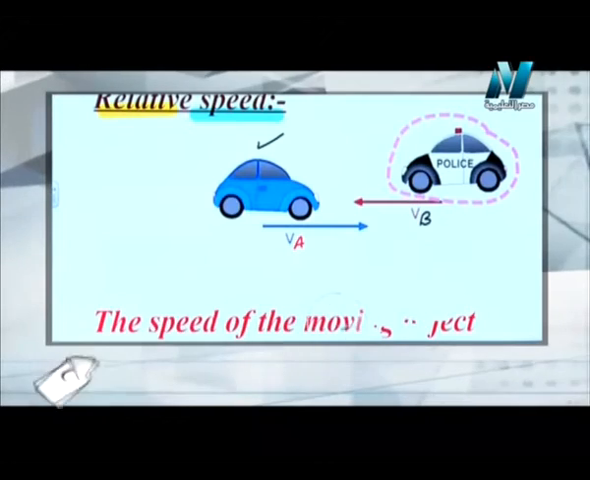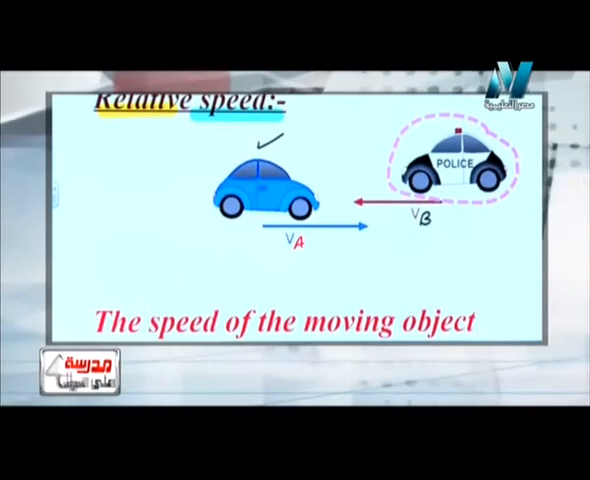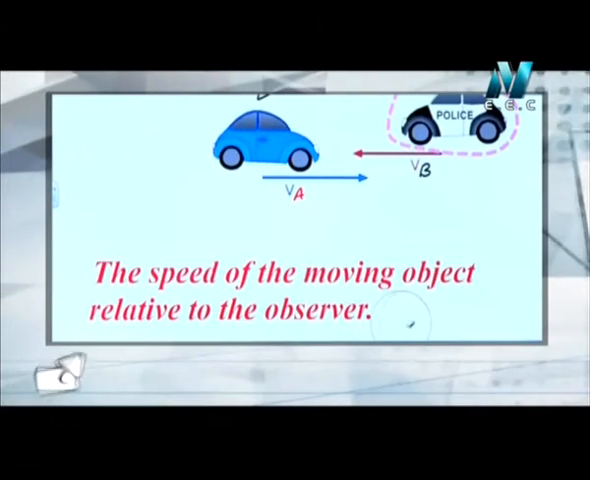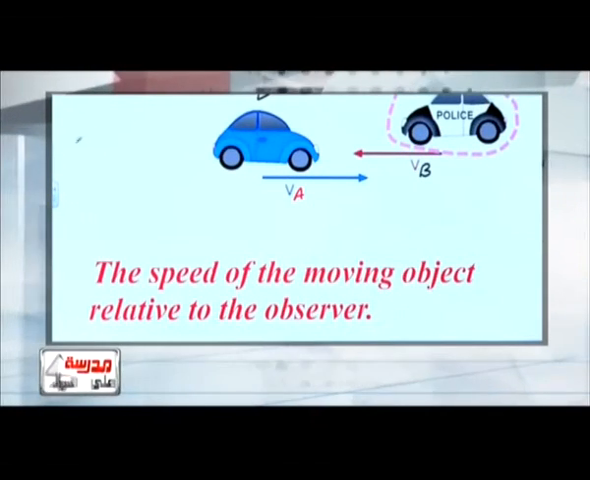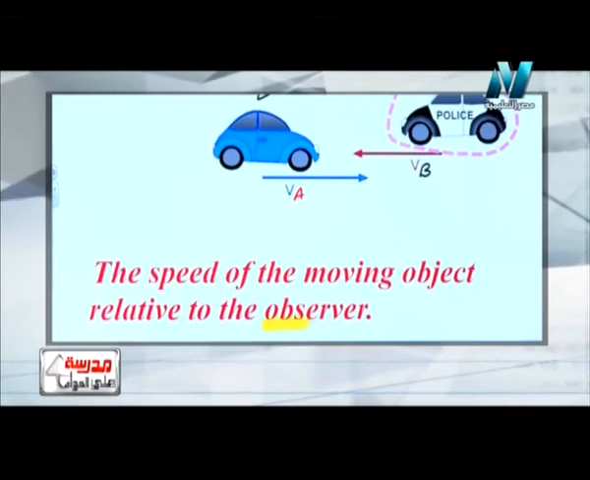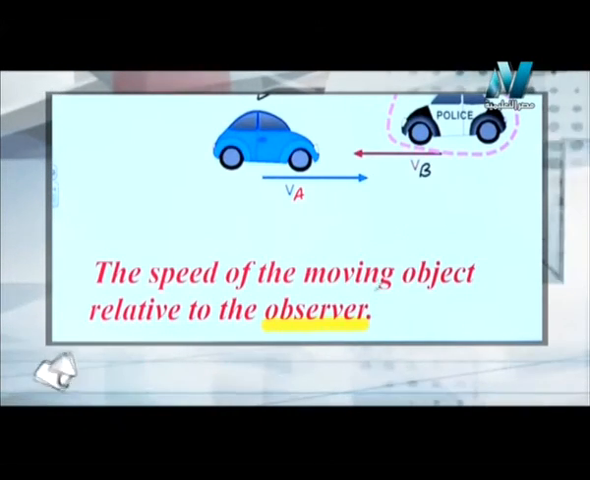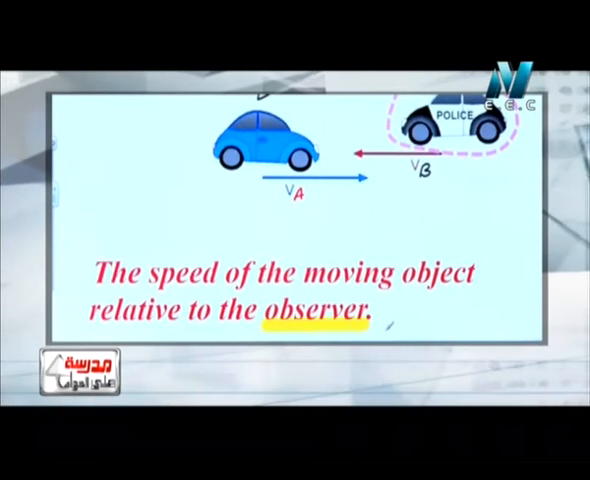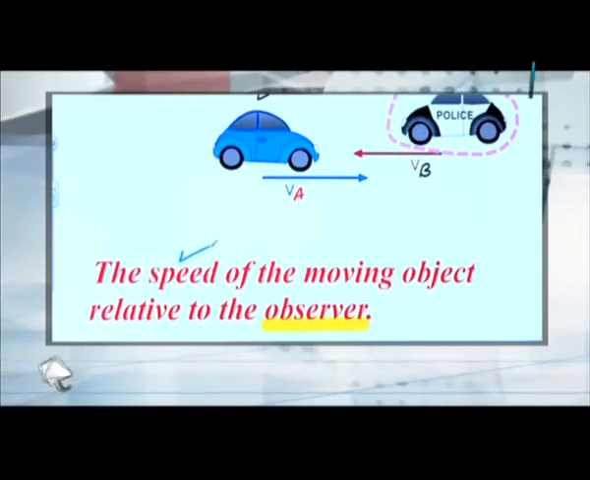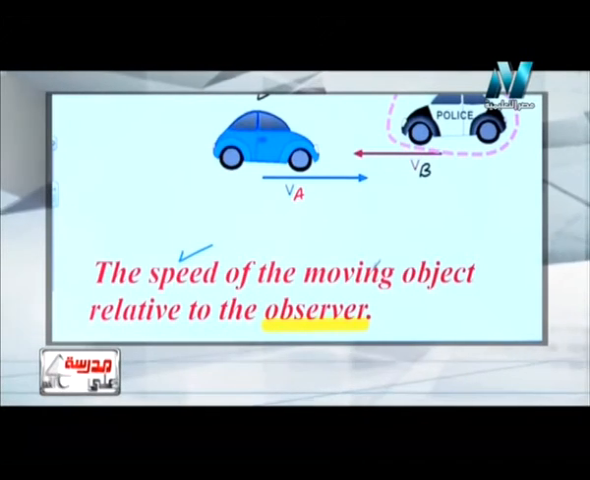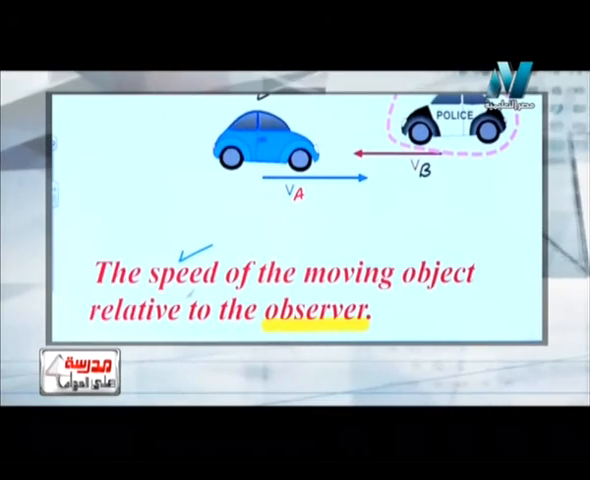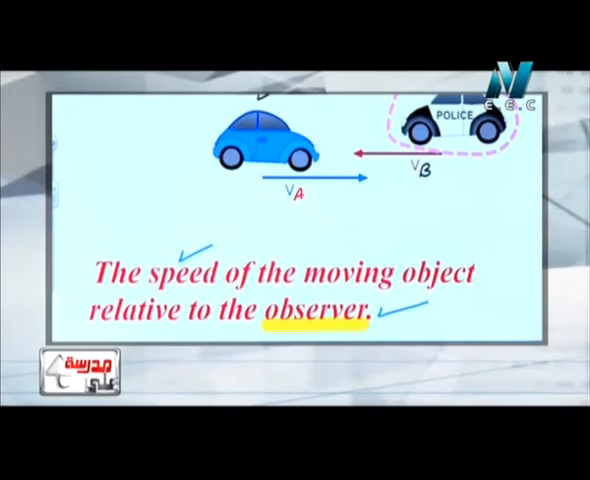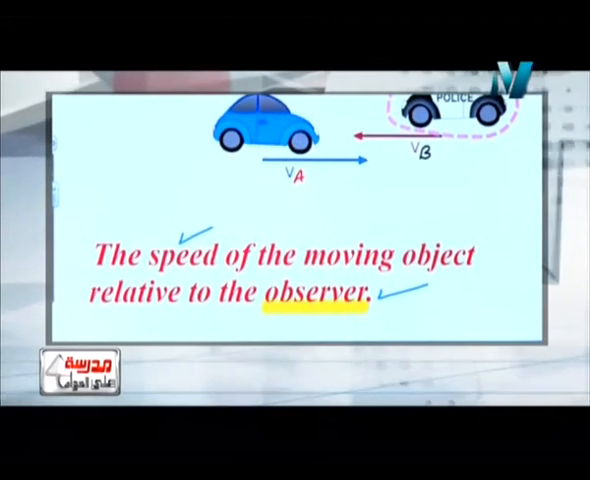The speed of the moving object, سرعة جسم متحرك, relative to the observer or another object. What is meant by observer here? معناها المتابع أو المشاهد أو المراقب. So here we talk about the speed of the moving object relative to the observer. So how can we calculate the relative speed?